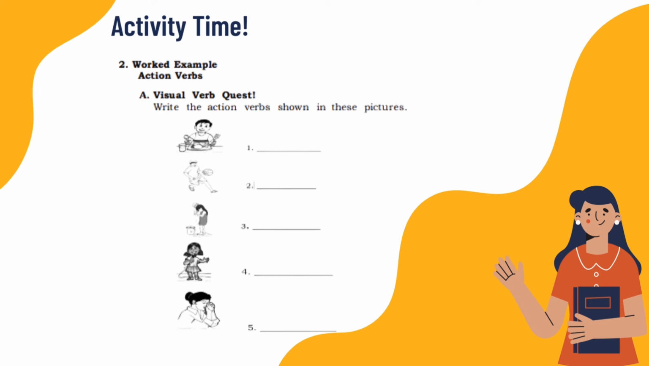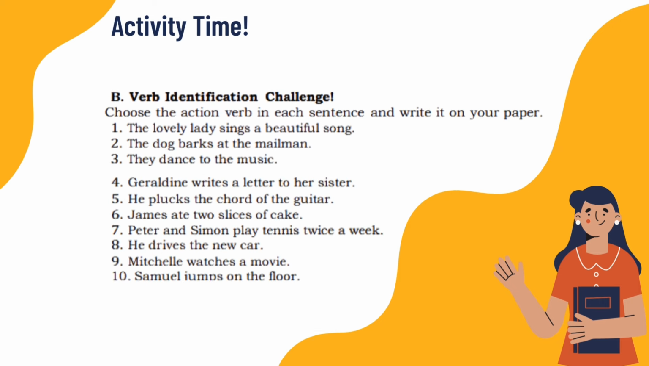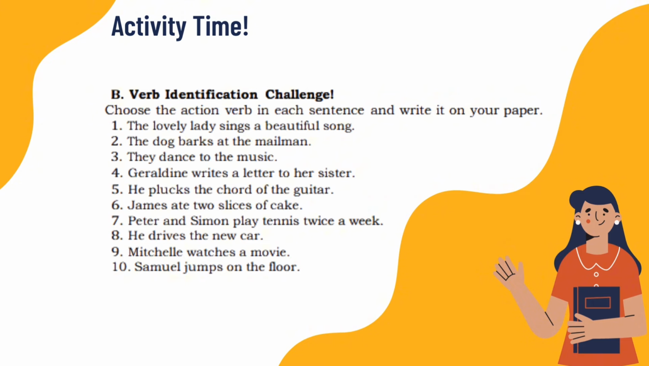Okay, so what time is it? It's activity time. Now, we have a worked example. So we have action verbs. Write the action verbs shown in this picture. So what is the child doing? Okay, eating. For number 2, playing. For number 3, taking a bath. Number 4, singing. And I think number 5 is praying. Okay, so another activity this time, verb identification challenge.